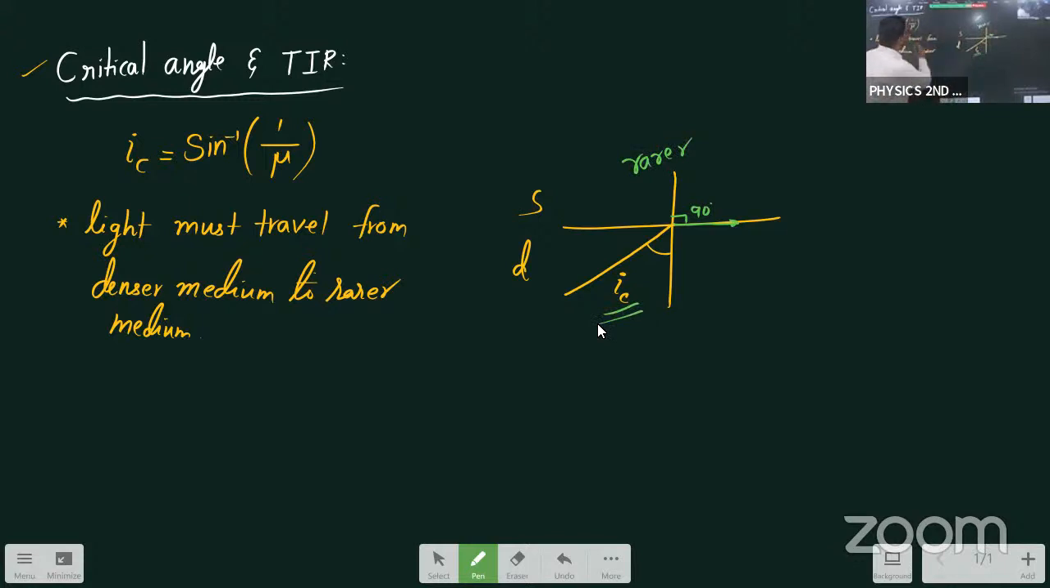After that, we discussed total internal reflection. What was the meaning of total internal reflection? If I further increase this angle of incidence, so that the angle of incidence is greater than the critical angle, what will happen? This ray will get reflected into the same medium. This phenomenon was called total internal reflection. So this was our last class in ray optics.